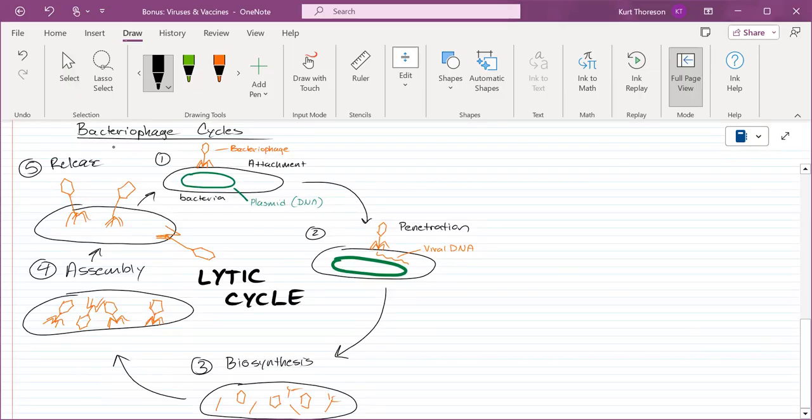I'll give you a moment to catch up. Every AP Bio student is expected to know that. You'll definitely see it on your homework.